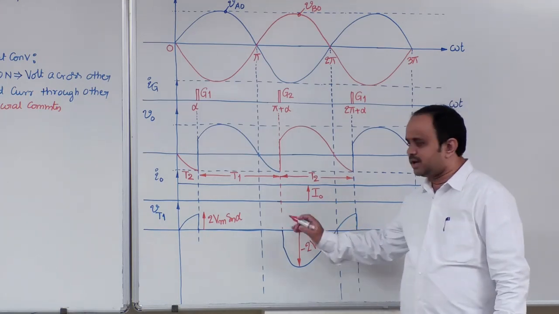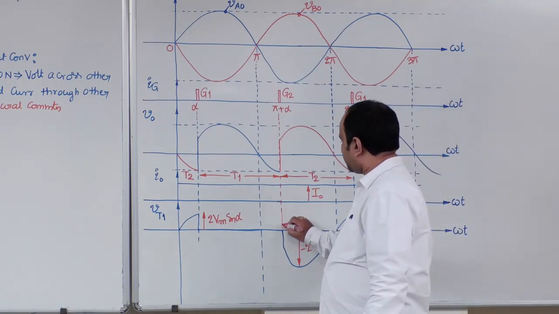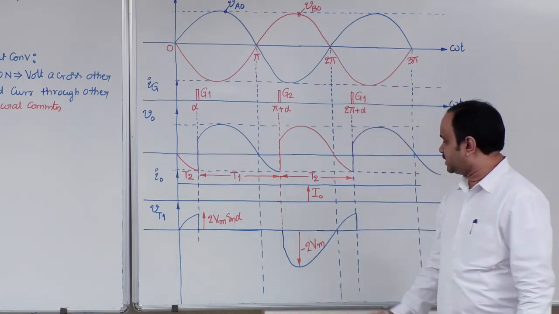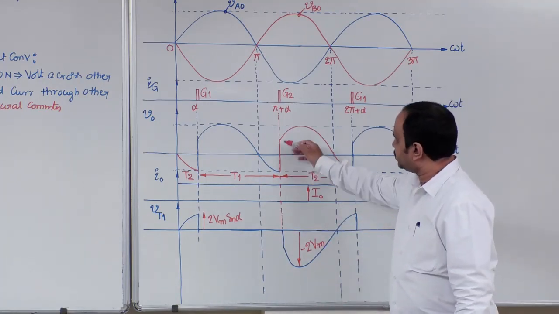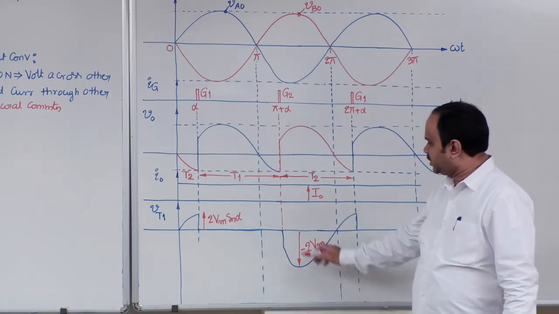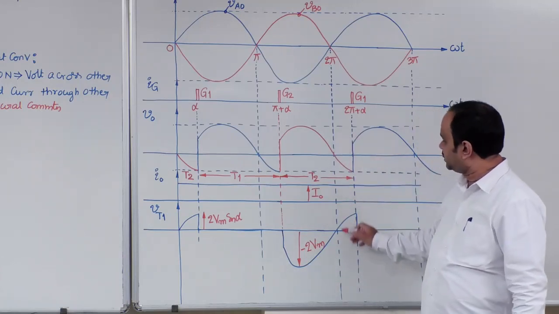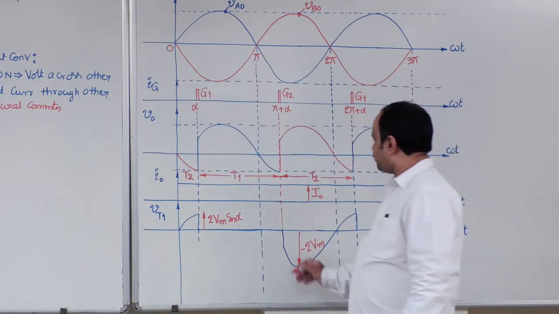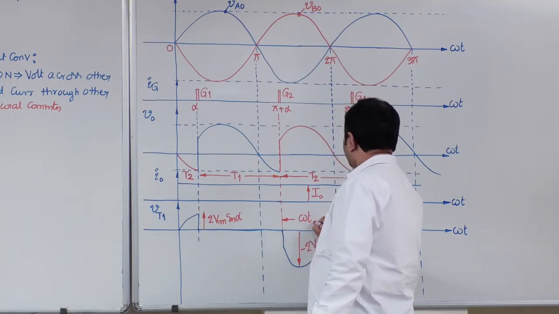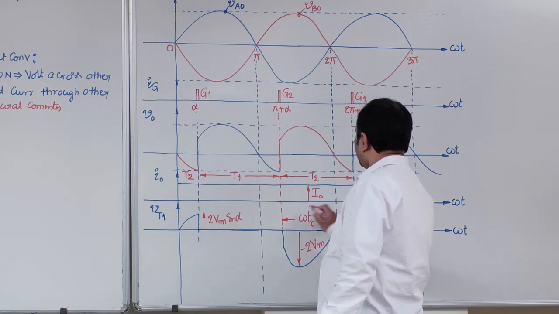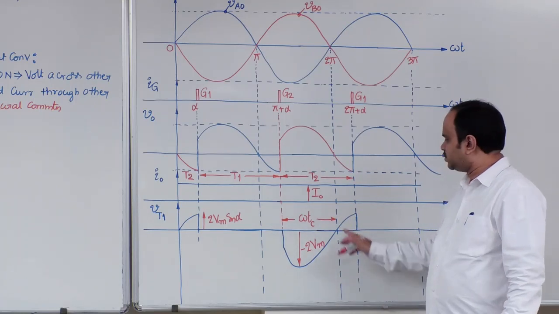Now from this waveform, we can represent the circuit turn off time interval. From where to where is the circuit turn off time for the T1 device? T1 current is 0 at pi plus alpha. If you look at the voltage, that is a reverse voltage due to the external circuit, and at 2 pi it is 0. Therefore, circuit turn off time can be defined from pi plus alpha to 2 pi.